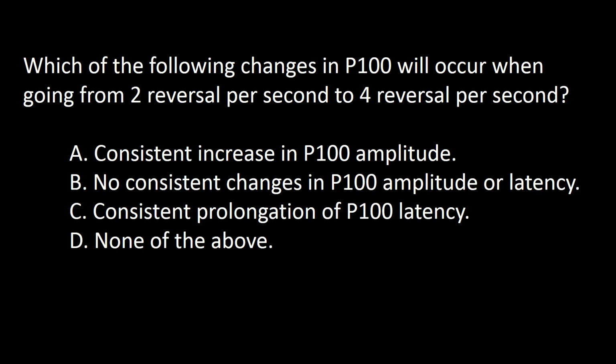Next question. Which of the following changes in P100 will occur when going from 2 reversals per second to 4 reversals per second? A. Consistent increase in P100 amplitude. B. No consistent changes in P100 amplitude or latency. C. Consistent prolongation of P100 latency. D. None of the above.